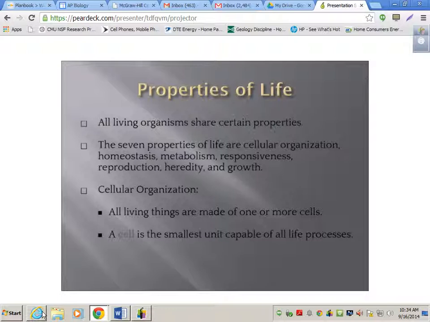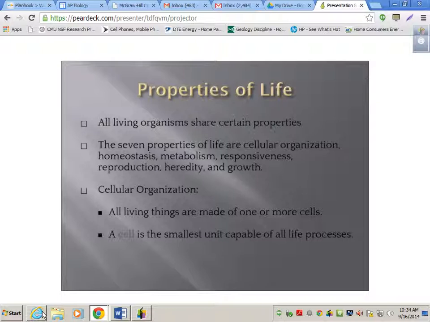We'll go right down the list, starting with cellular organization. All living things we know are made of one or more cells. Believe it or not, that was not common knowledge 100 years ago. Seems kind of odd.